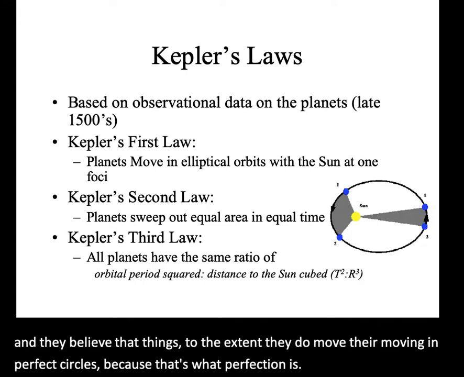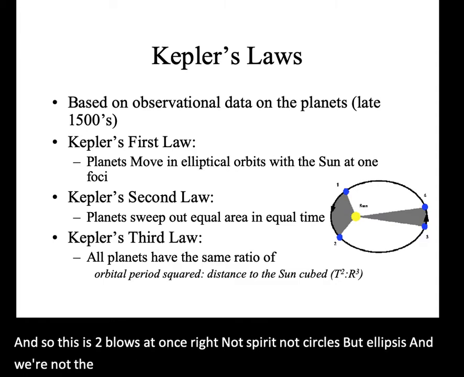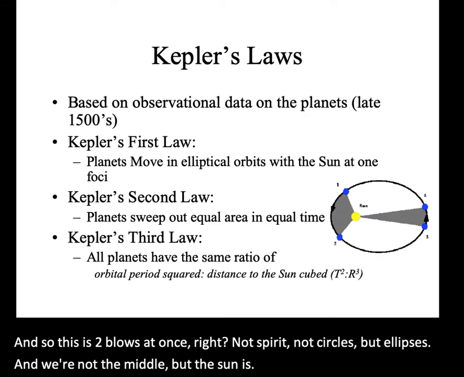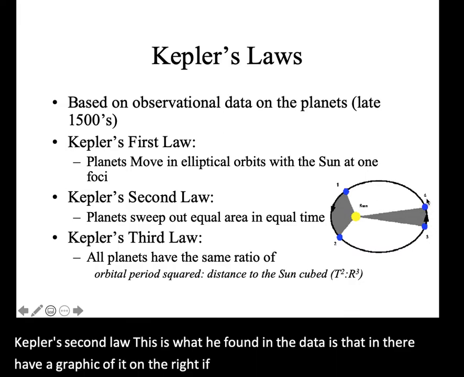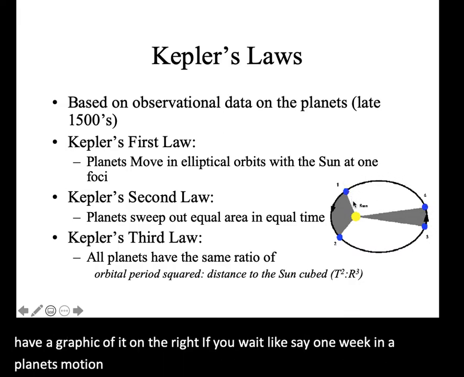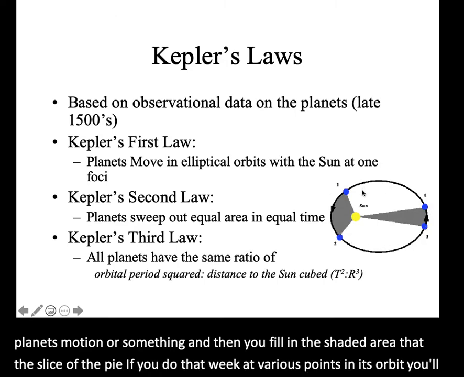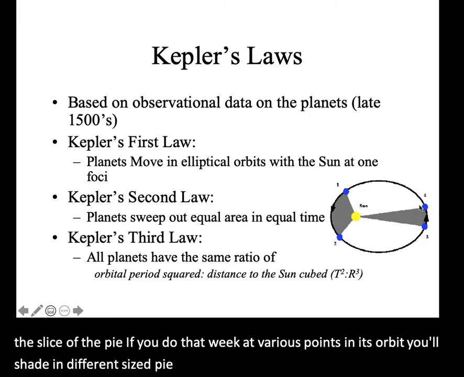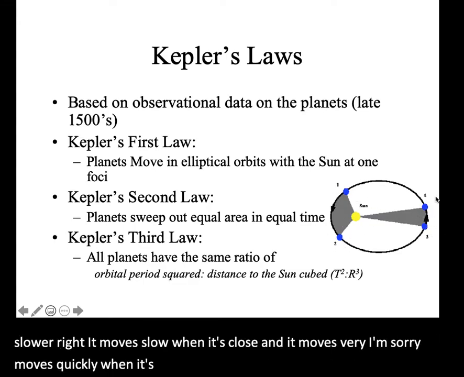And so this is two blows at once, right? Not circles, but ellipses, and we're not at the middle, but the sun is. Kepler's second law, this is what he found in the data, is that, and I have a graphic of it on the right, if you wait, say, 1 week in a planet's motion, and then you fill in the shaded area, like the slice of the pie, if you do that week at various points in its orbit, you'll shade in different sized pie slices because the planet is moving faster or slower, right? It moves quickly when it's close to the sun, and it moves very slowly when it's far away.